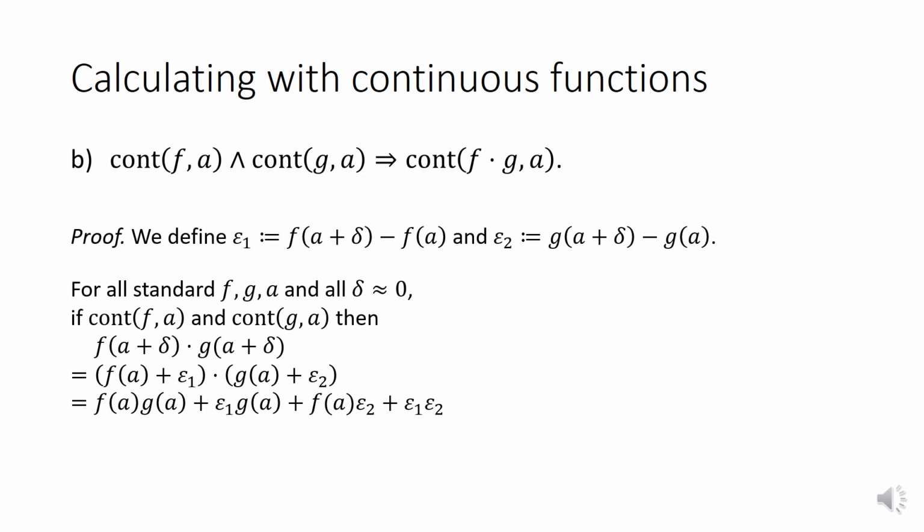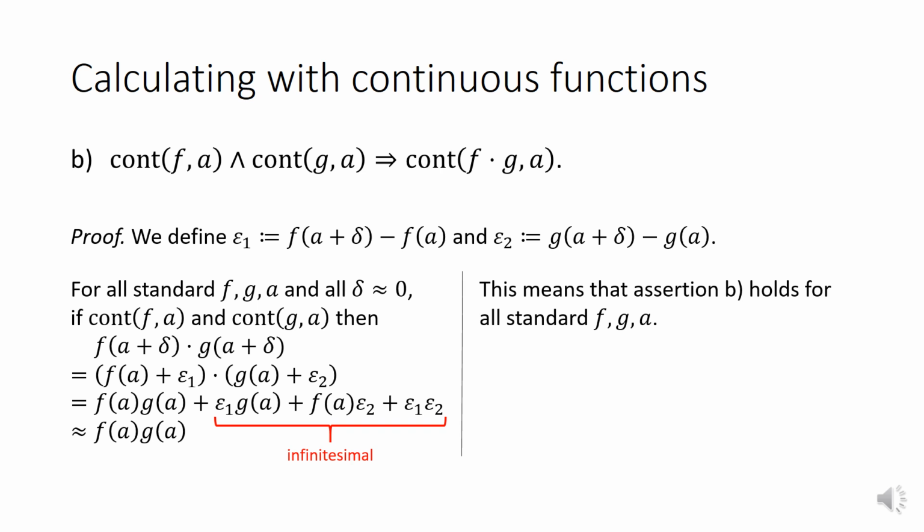Since f of a and g of a are standard and thus limited, and epsilon 1 and epsilon 2 are infinitesimal, the last three summands are infinitesimal. And the total sum is infinitely close to f of a times g of a. So the standard function f times g is S-continuous and therefore continuous at the standard point a. This means that assertion B holds for all standard f, g, a. Then, by transfer, assertion B holds for all f, g, a.